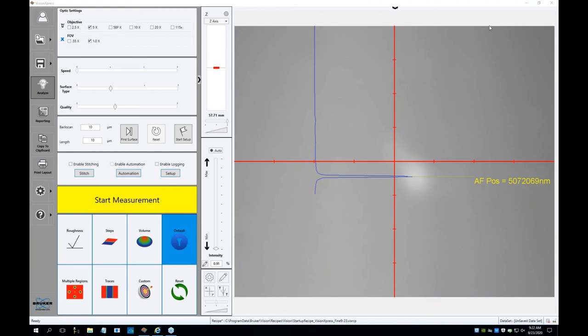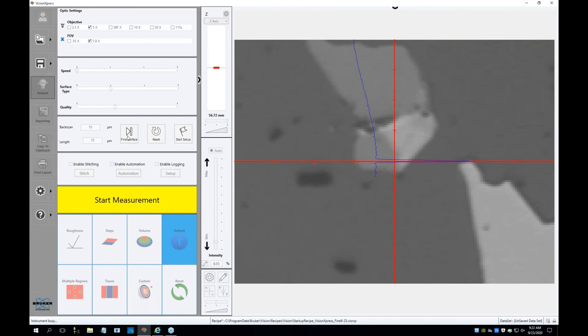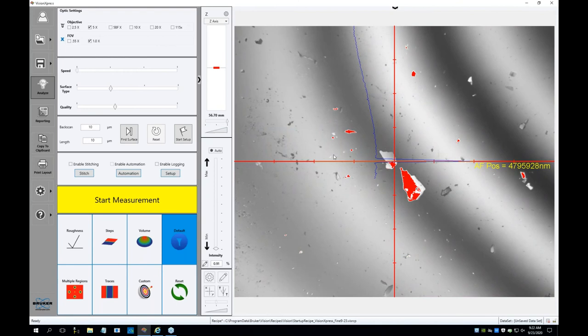So what you see here is the interface of the system, and we have different objectives available. The first thing we need to do is find the surface. Here there's an automatic focus function that helps us to automatically find the surface. We are using a 5x objective that helps us to see multiple square millimeters around, and we can define and check different locations where we'd like to go.